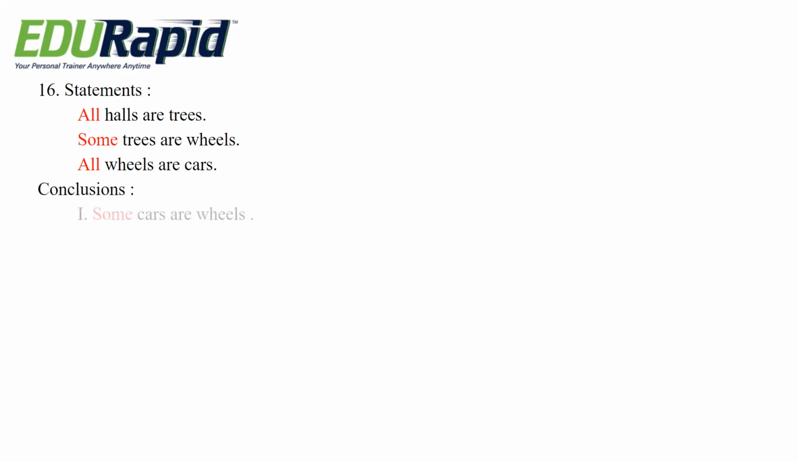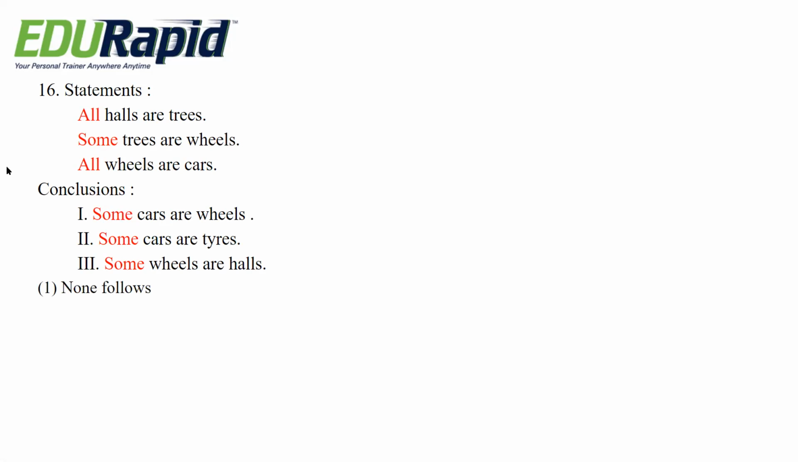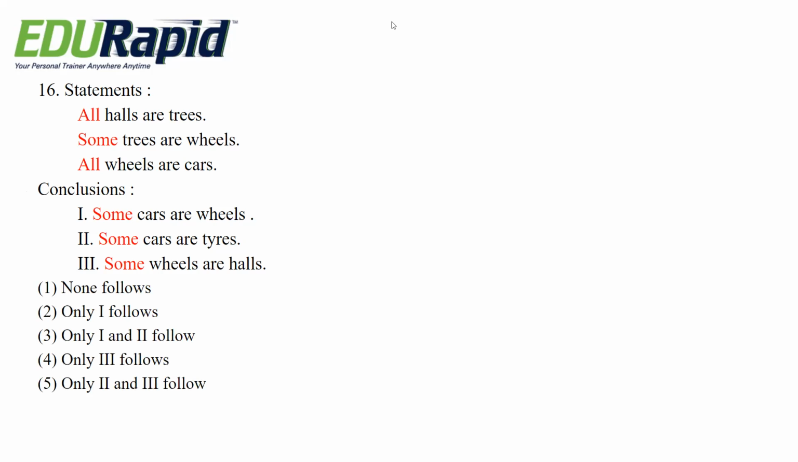Coming to the next question. Statements: all halls are trees. Some trees are wheels. All wheels are cars. Conclusions: some cars are wheels. Some cars are tires. Some wheels are halls. Till now we discussed only 2 statements and 2 conclusion problems. Here it is 3 statements and 3 conclusion problems, and the options will be like this. None follows. Only 1 follows. Only 1 and 2 follow. Only 3 follows. Only 2 and 3 follow.